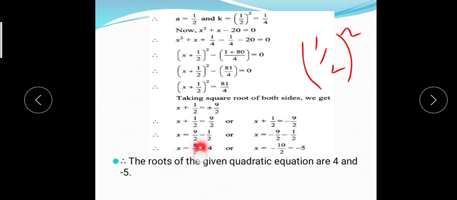Then you will get x is equal to 9 by 2 minus 1 by 2, and x is equal to minus 9 by 2 minus 1 by 2. Now x is equal to 8 by 2, that is equal to 4, and x is equal to minus 10 by 2, that is minus 5. The roots of the given quadratic equation are 4 or minus 5.